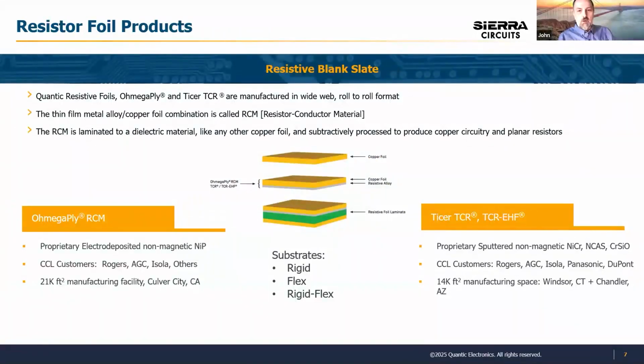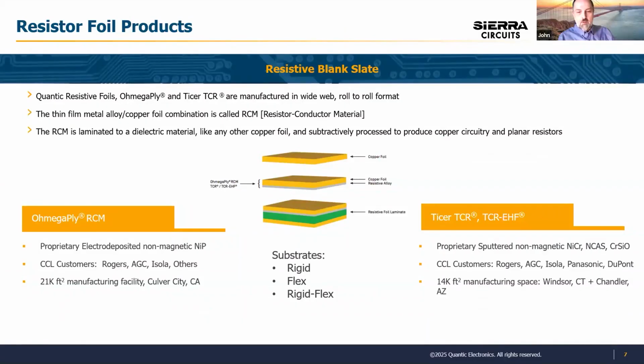The two types of material, we start off with your general class 3 copper foil. It's electrodeposited copper foil that's used to make regular everyday PCB type copper foils. And then we either go ahead and plate a nickel phosphorus on top of it on the rough side, the side that's going to go against the laminate. And that's done in our Culver City, California facility. And that's the old Omega Technologies company. And we work with all the major CCL, copper clad laminate, suppliers.